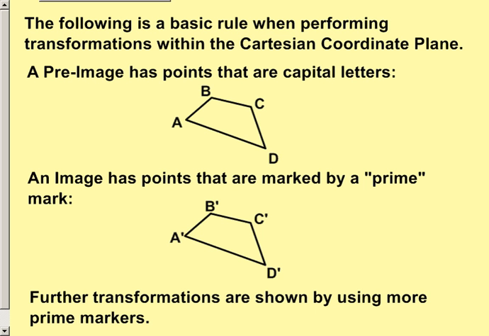If our figure gets transformed further, which does happen from time to time, some problems have us perform more than one transformation within a graph before a problem is complete, we can use additional prime markers. So we could add an additional little mark, and we'd have A double prime, B double prime, C double prime, and D double prime. And if we transformed it again, we could add another one and have triple prime. It could be done as many times as are needed.